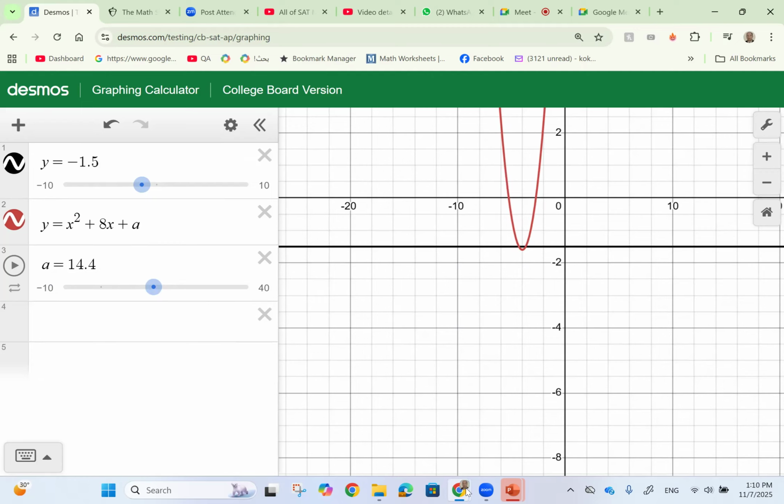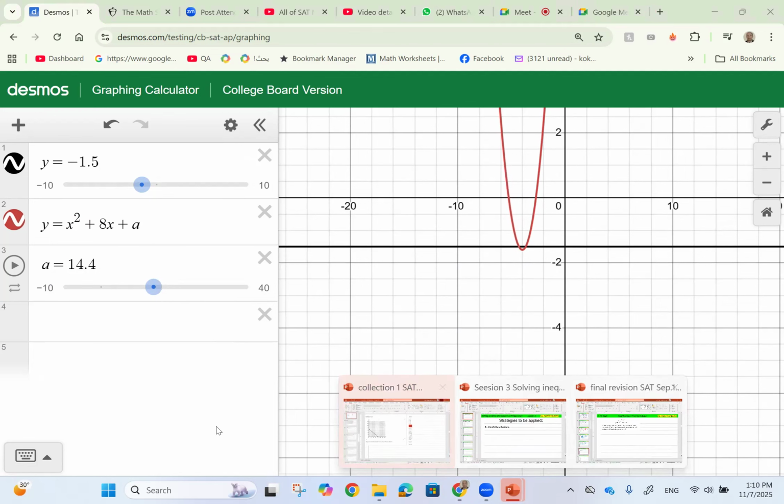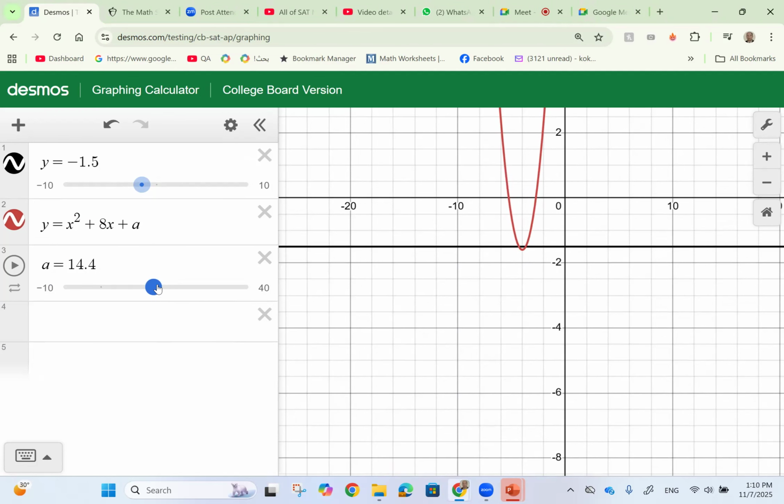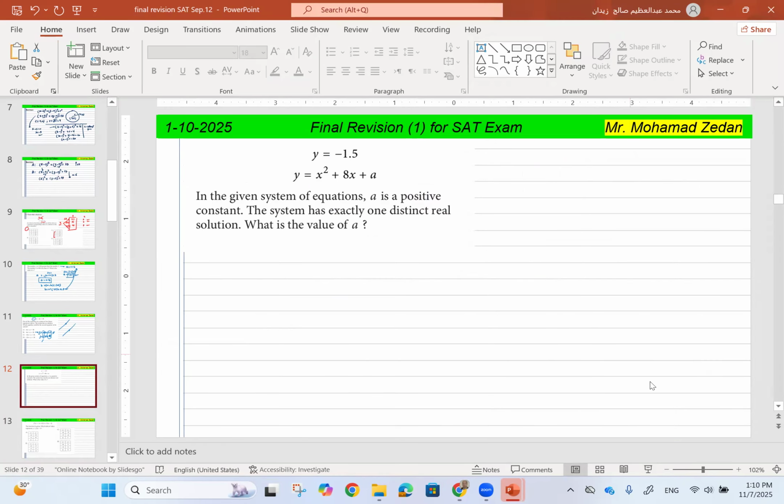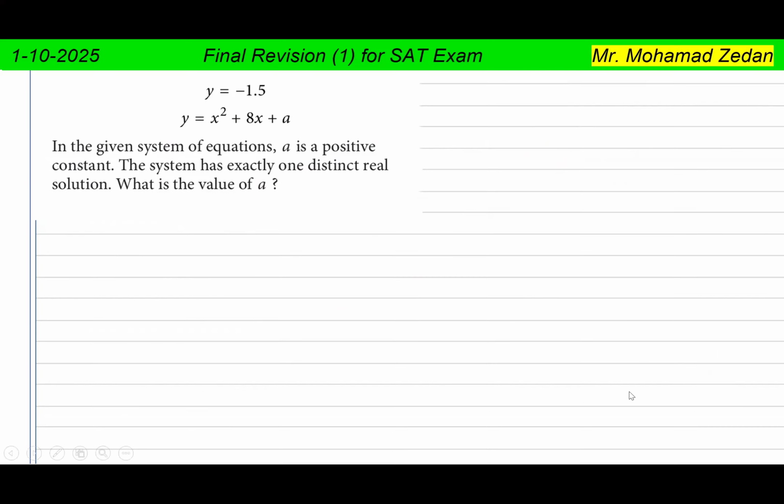Do we have options for this question? We don't have options. So if you do this one by decimals, I don't want to adjust exactly to intersect in one point. I can check this point here. The a is about 14.4.